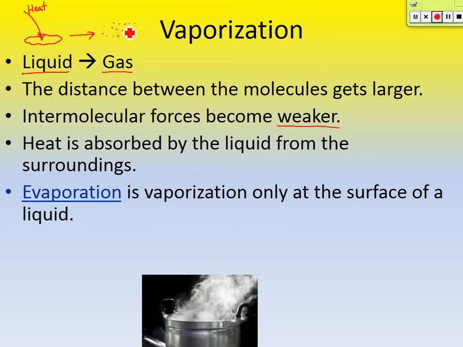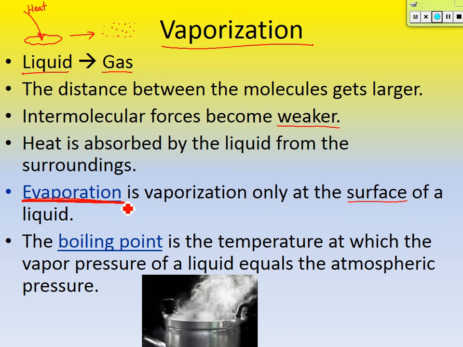Now, Kale, going back to your question about evaporation. So let's learn the difference between evaporation and vaporization. Evaporation is vaporization only at the surface. Only at the surface of a liquid. So if you're looking at a lake in the summertime and it's really hot, you can see the water is going to evaporate just from the surface. It's not happening from the bottom of the lake, is it? It's just happening from the surface. So when you see vaporization at the surface, we call it evaporation.